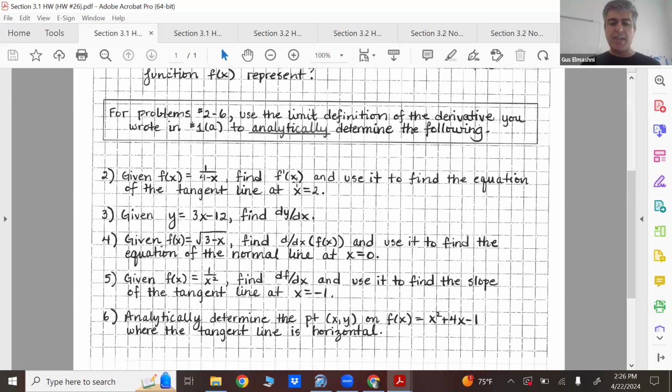For 6, analytically determine the point where the tangent line of that function is horizontal. Well, when the tangent line is horizontal, it's flat. That's going to be the peak of the curve, right? Or the low point of the curve. So in this case, I could just find the vertex and I have my answer. Or what you could do is find the derivative, set it equal to 0, and solve for x. That's what I prefer you do because it's more calculus related and it's more universal for any type of function. But since you're dealing with a parabola, you know the vertex is going to be your 0 derivative or horizontal tangent line.